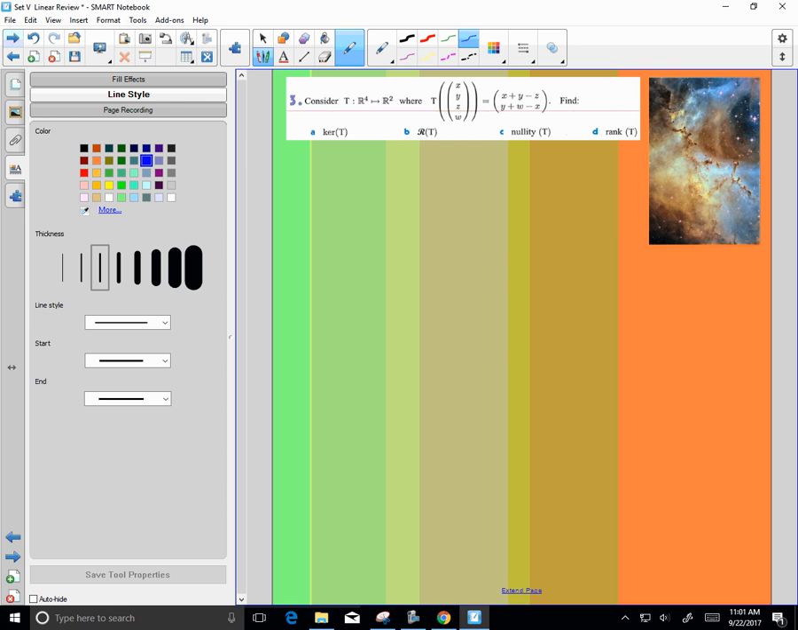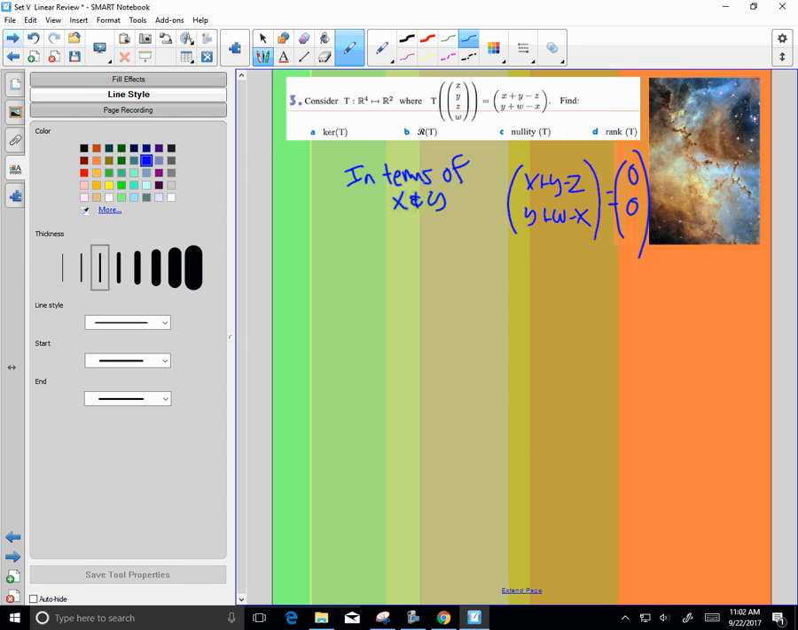So we start off in terms of x and y. I'm going to write this in terms of x and y. We have, for the kernel, x plus y minus z, y plus w minus x should be equal to 0, 0. That's what we're trying to solve for the kernel. The kernel is the values that will give us the solution Ax equals 0.